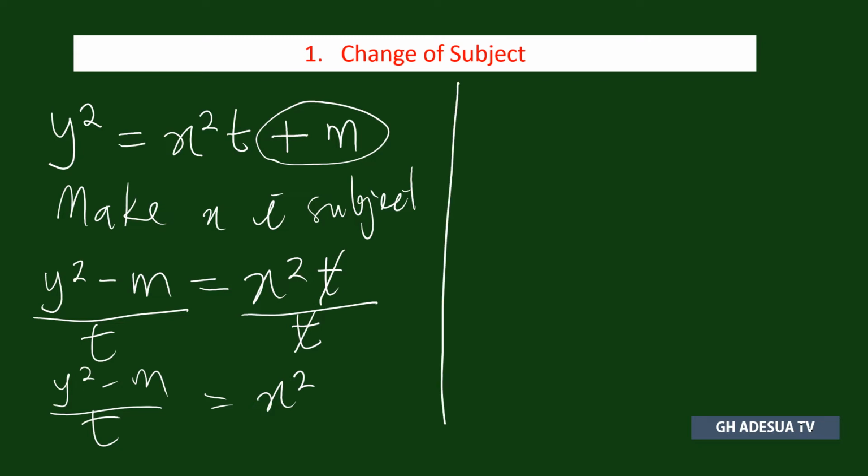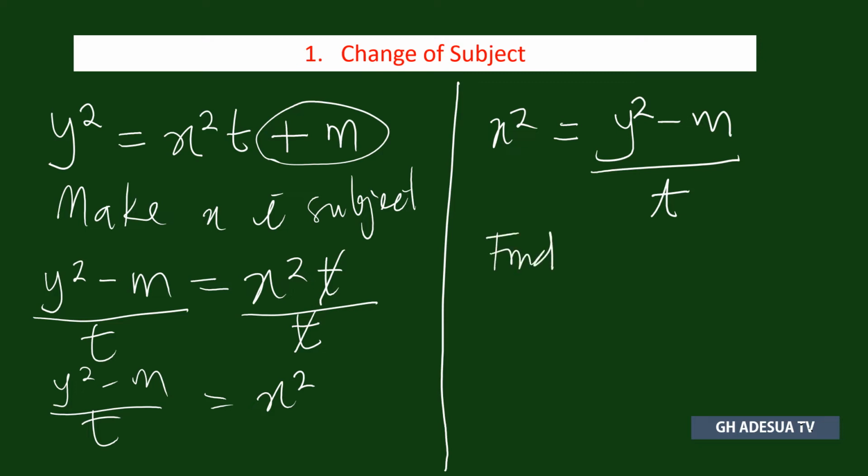At this point, we have succeeded in making x squared the subject. Not x, but x squared. So we have x squared is equal to y squared minus m all over t. However, we would need to make x the subject, but it has a square. That square sign can only be cleared by finding a square root on both sides. So find the square root on both sides.